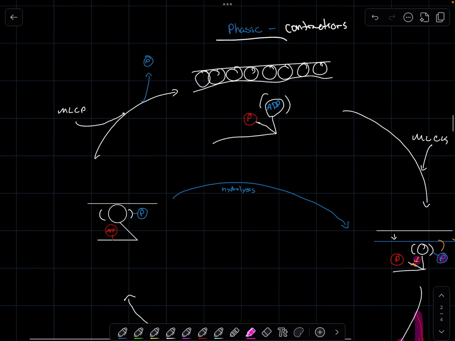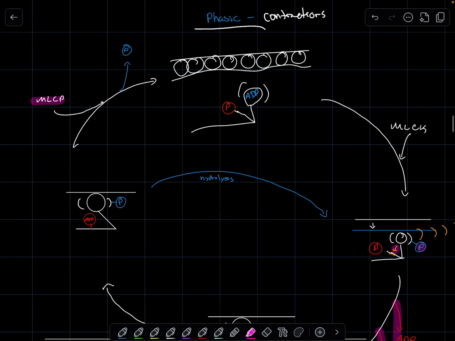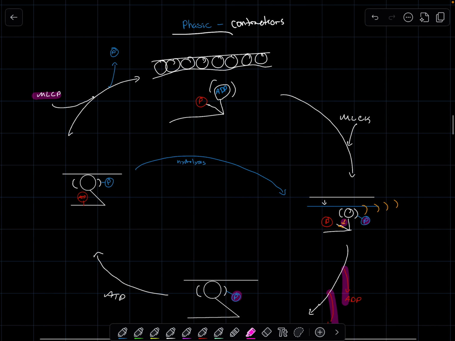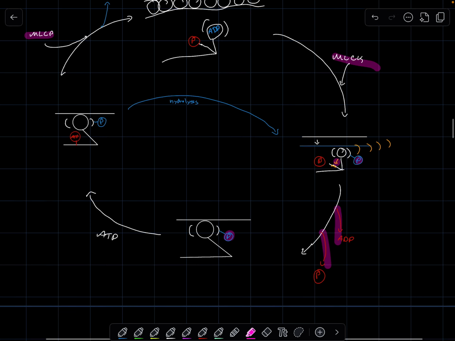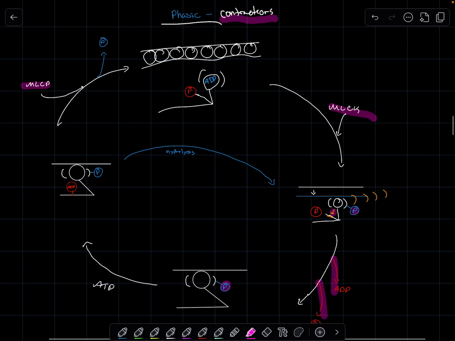Now, the importance of MLCP is that MLCP will come in and it will actually rip off that phosphate. And that actually resets the whole process and allows us to just have contractions. So MLCK comes in, adds on a phosphate, boom. We get into the power stroke, it shifts. ATP binds. It's able to reset. Then MLCP comes in, rips it off. Once it rips it off, MLCK comes in, adds in the phosphate, and we have a contraction for smooth muscle.